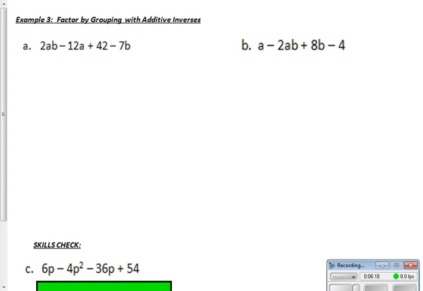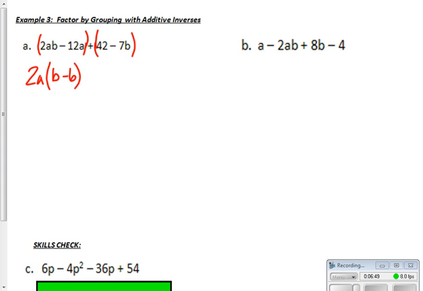Here's our grouping with the inverse. You'll see what the inverse does. But basically, I'm going to go ahead and group this first set again along with the second set. This is already a positive, so it's not like I needed to put my plus and negative because it is a positive 42. So we'll just leave it just like that. In this problem, in the first one, I'm going to go ahead and factor out a 2a. When I factor out 2a, I'm left with b minus 6.